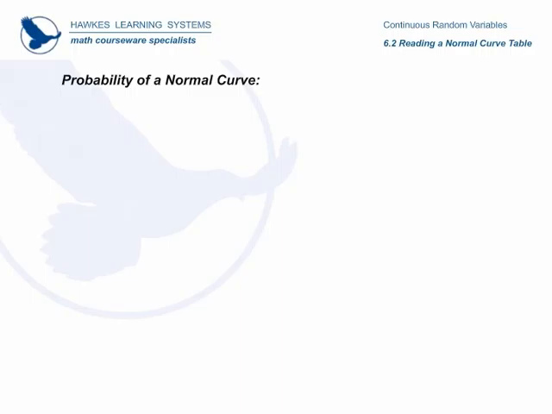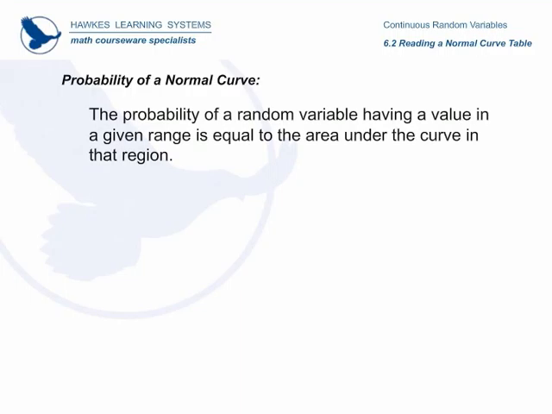Now let's take a look at probability of a normal curve. The probability of a random variable having a value in a given range is equal to the area under the curve in that region. I'll read that one more time.